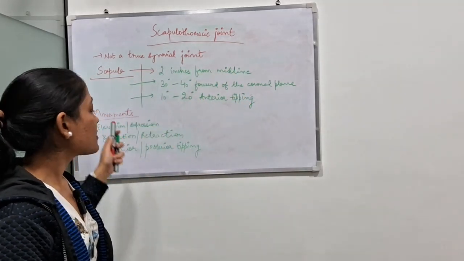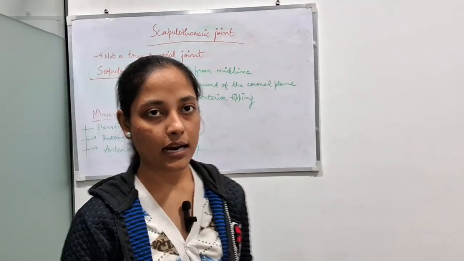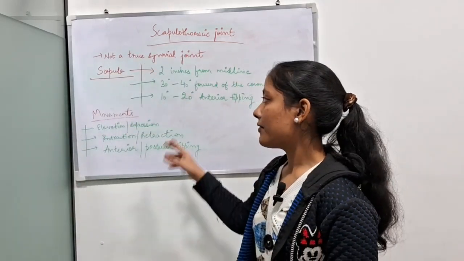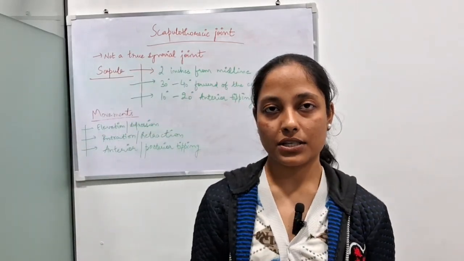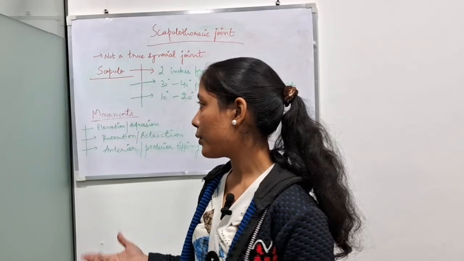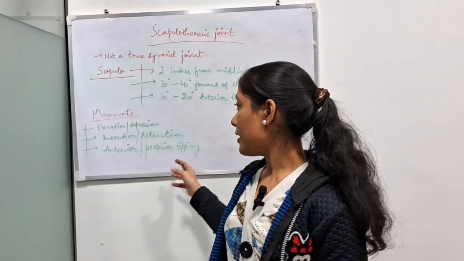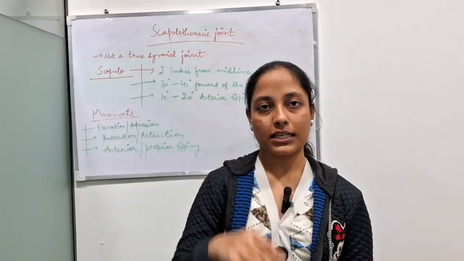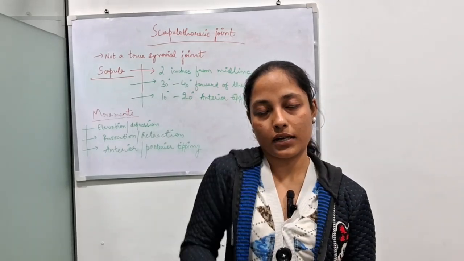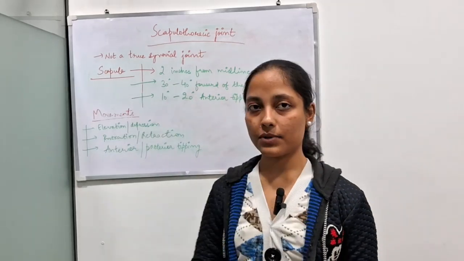Another important thing is what are the movements available at this joint. So the movements available are elevation and depression. This is what we can do. Then protraction and retraction, and anterior and posterior tipping, this movement. So these are the 3 movements available here.